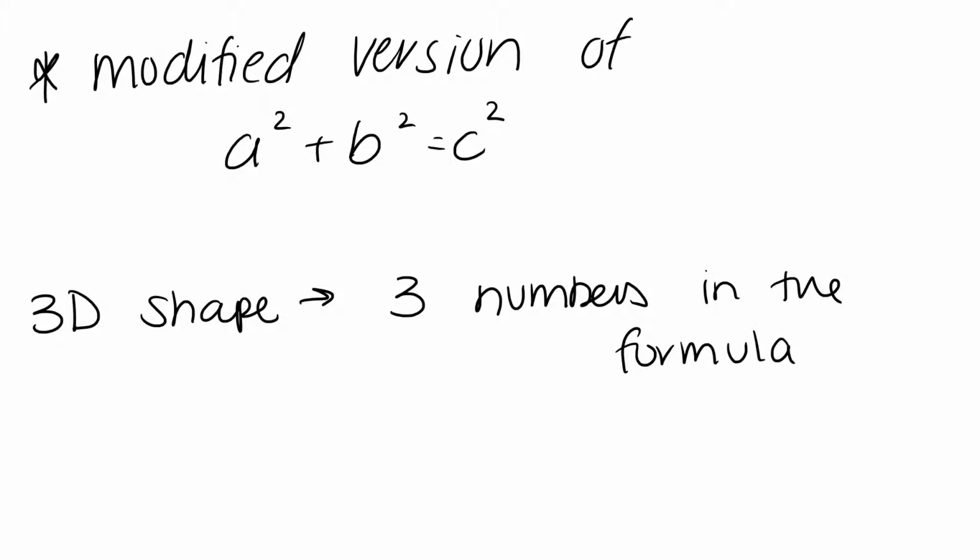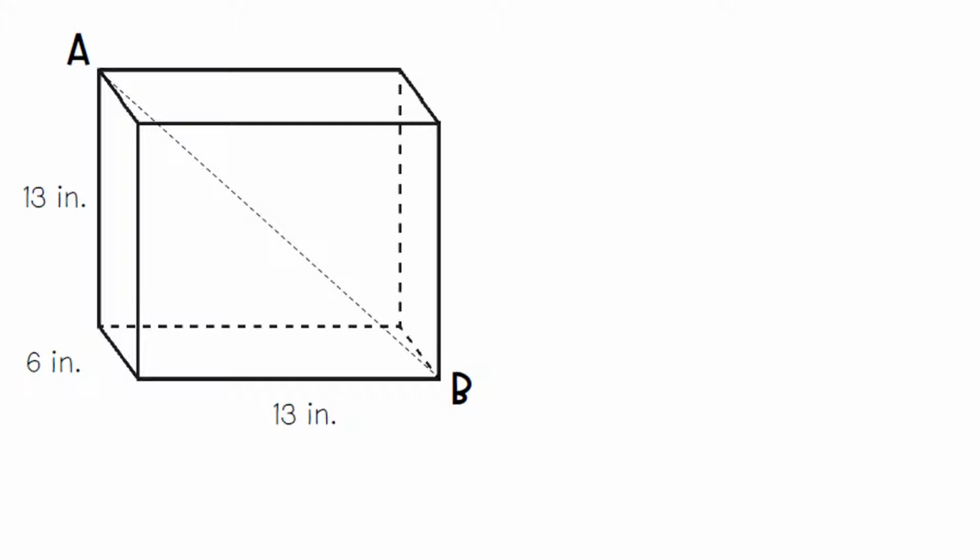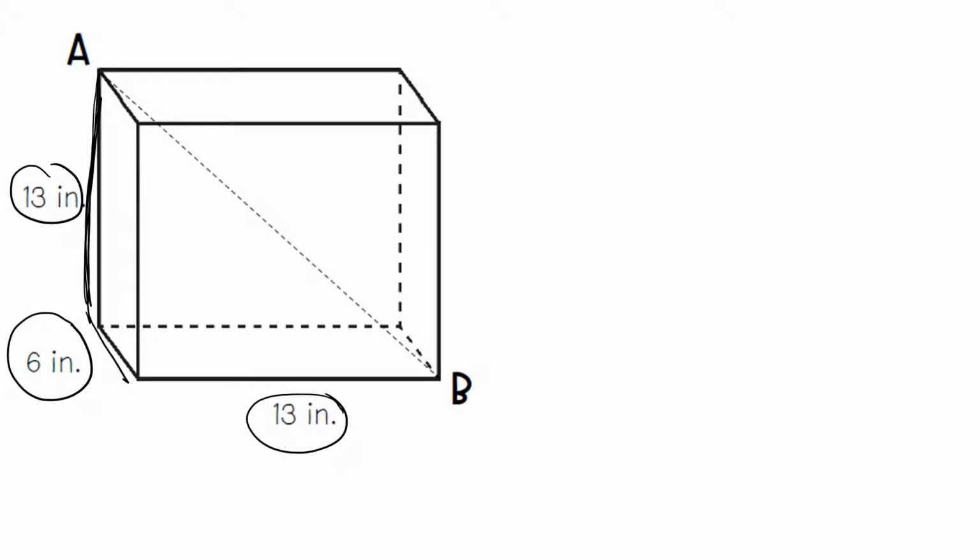You can think of it as extending the formula into the a squared, the b squared, and the c squared to give you a final answer, which could be assumed as d squared. We're going to have 3 numbers in the actual equation. When we solve our problem, we are going to take all 3 numbers, our 2 edges going straight up and down, and then going across the front as well, so 3 edges. And we're going to use that in our modified Pythagorean theorem version.